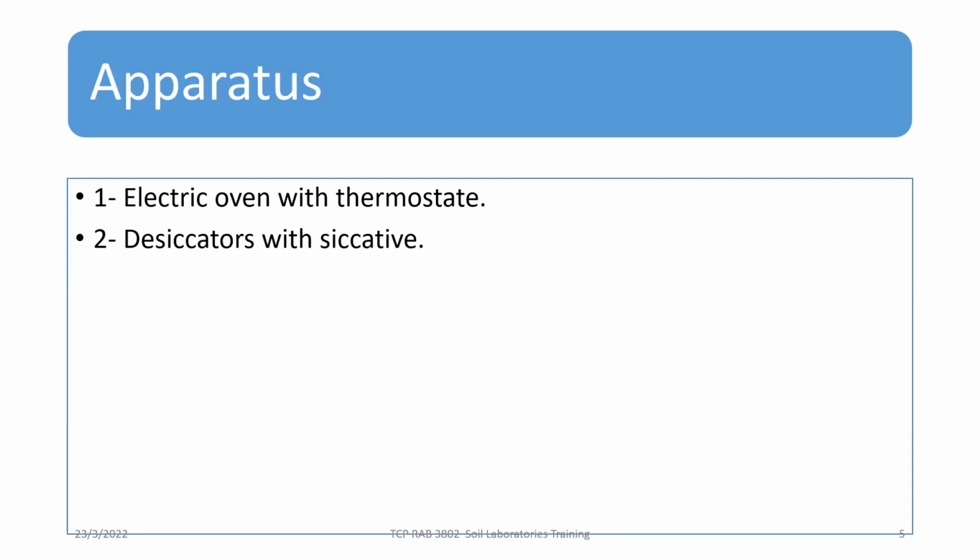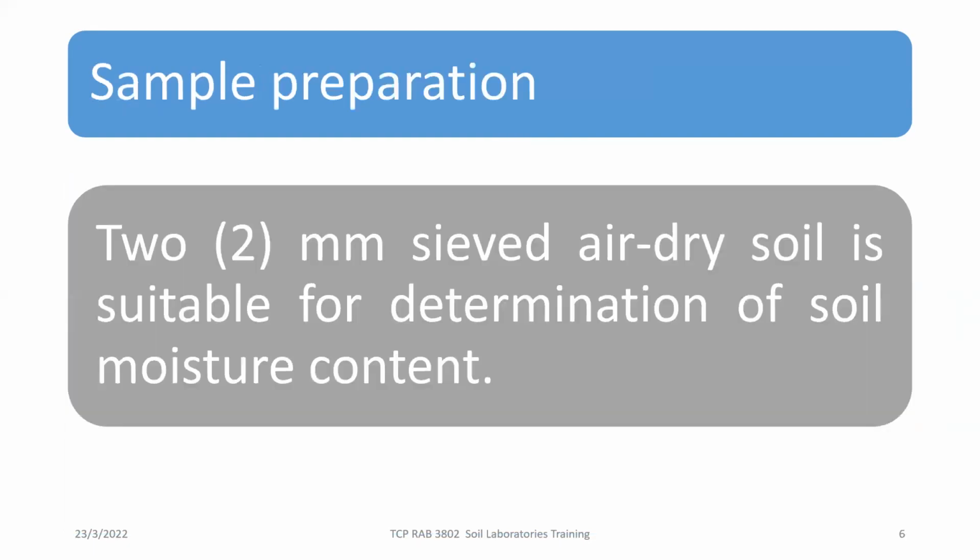The apparatus are very common ones, and in most laboratories they are available. You just need an electric oven, thermostat, desiccator, and of course a precise balance. The sample is also the normal one: 2 millimeter sieved air dry soil.